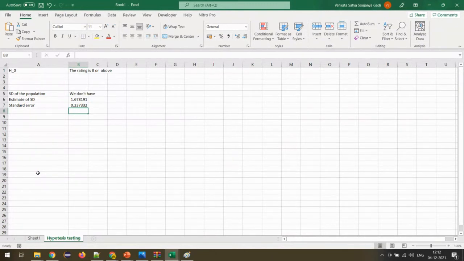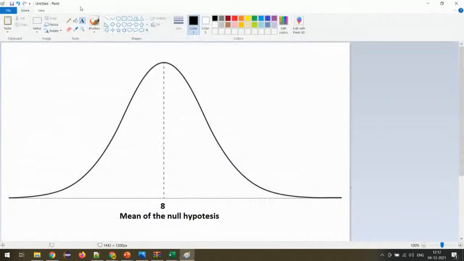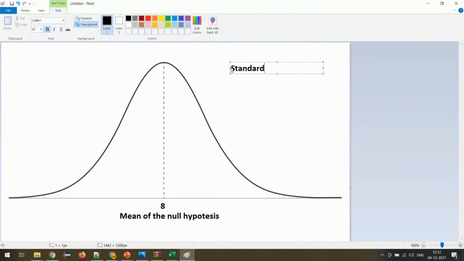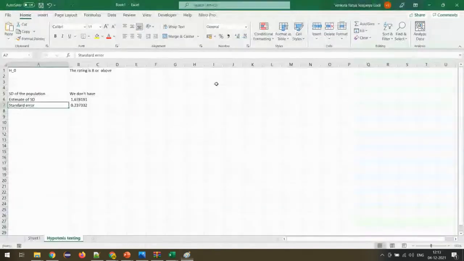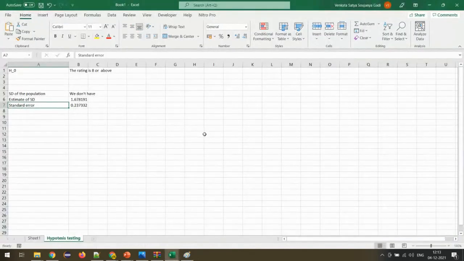Okay, so what do we do next? We have the mean and we have the standard error. The standard error is the standard deviation for the bell curve. So let me write this. The standard deviation used for the bell curve is the standard error. So we have the standard error, we know everything, so we can plot it.